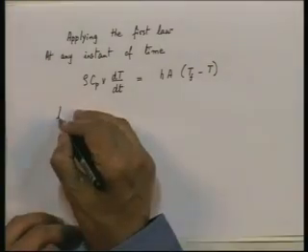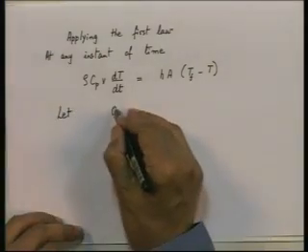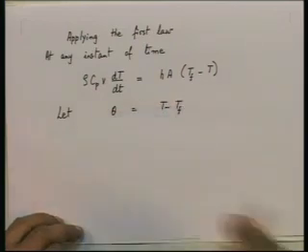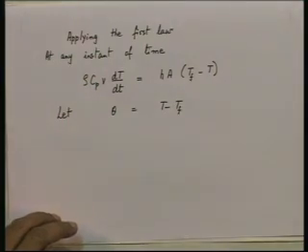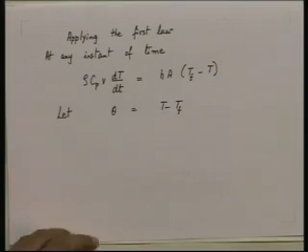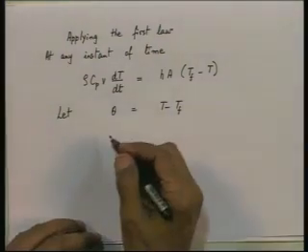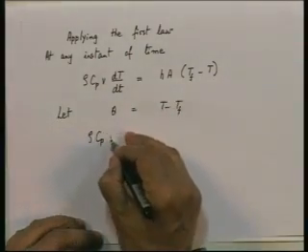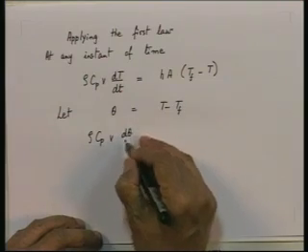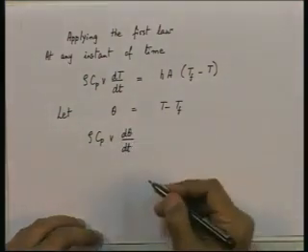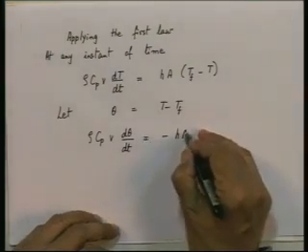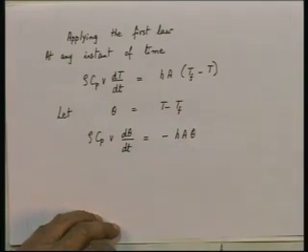Let us make the substitution theta is equal to T minus T f. What do I get if I make the substitution? The differential equation becomes rho Cp V d theta/dt is equal to minus h A theta. That is my differential equation.